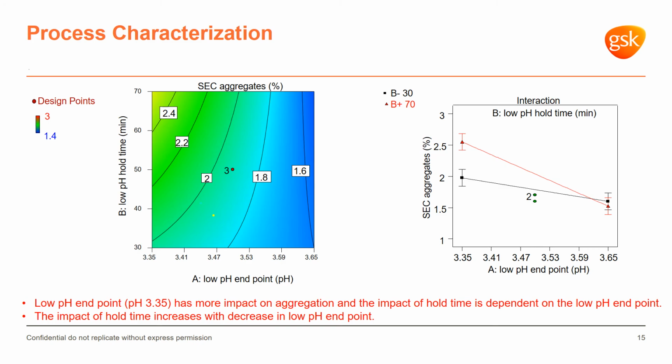You can see the relationship between the low pH endpoint and the low pH hold time. The low pH endpoint of 3.35 has more impact on aggregation, and the impact of hold time is dependent on what the endpoint of the low pH titration is. The impact of hold time increases with the decrease in the low pH endpoint.